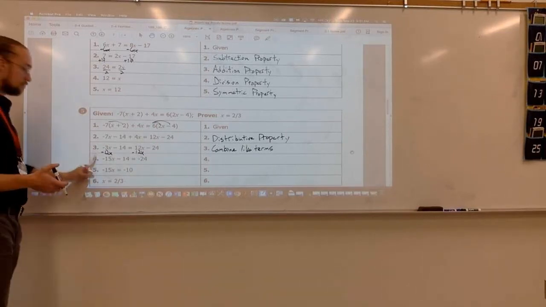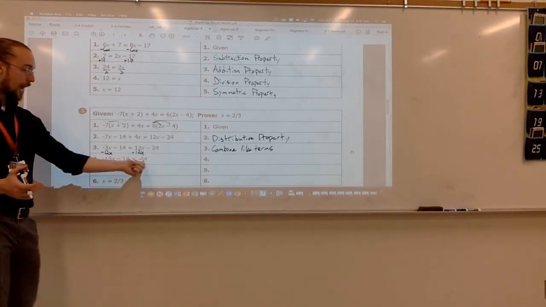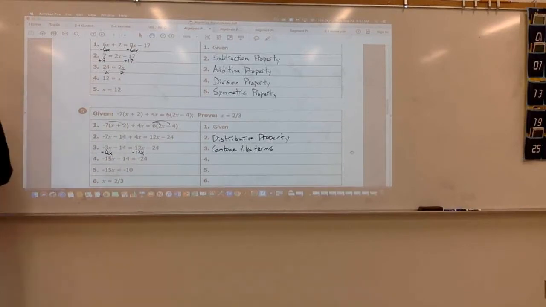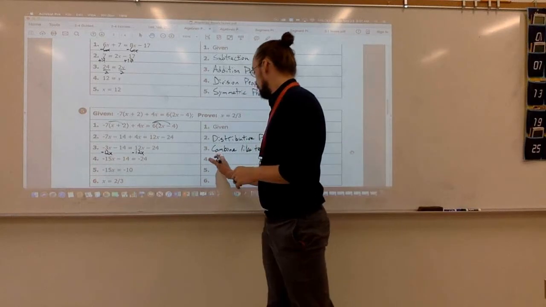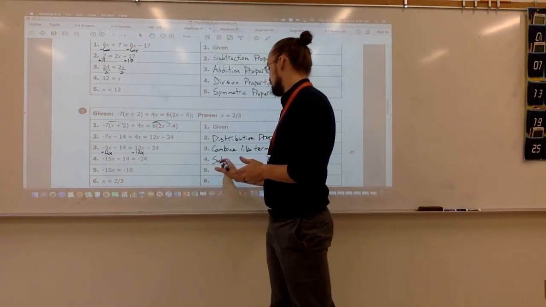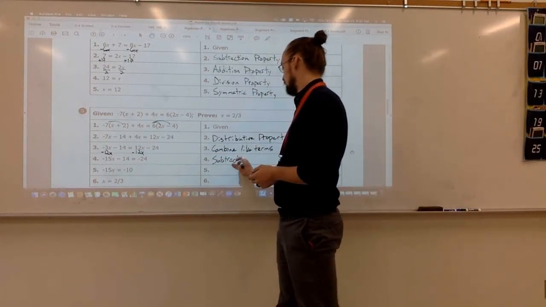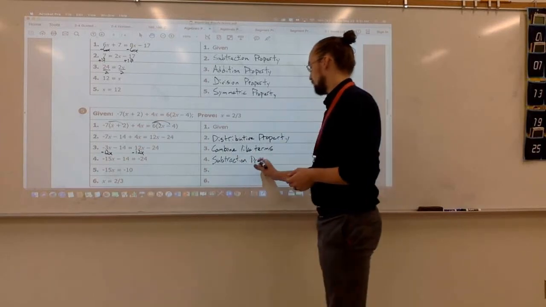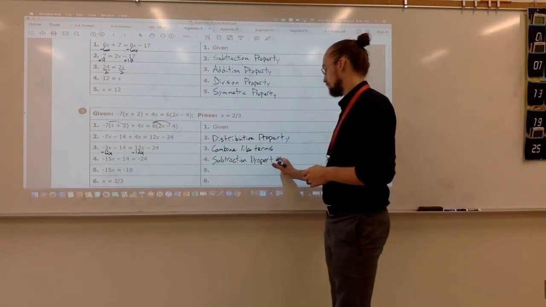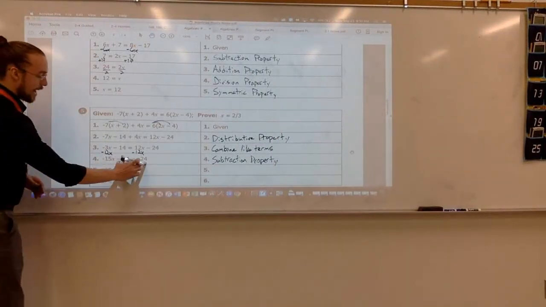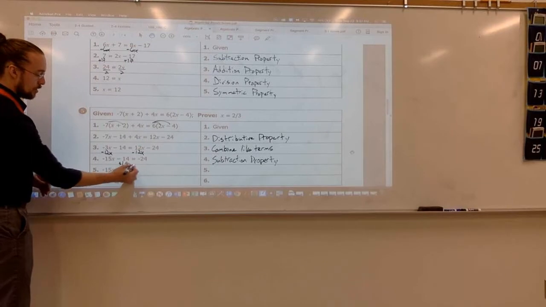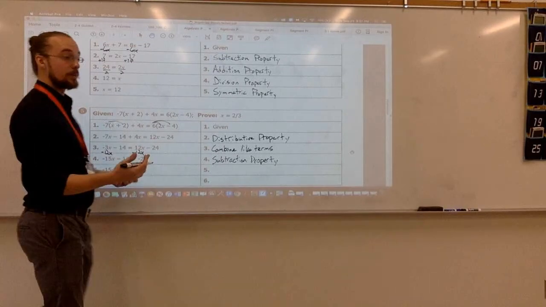Right? Usually, we're conditioned to add the 3x over, so our x's stay positive. But instead, they subtracted the 12x over. Okay, so if we are following somebody else's work, we just have to see what they did. Okay, here they use the subtraction property. Then to go from line 4 to line 5, they added the 14 over. So that would be the addition property.